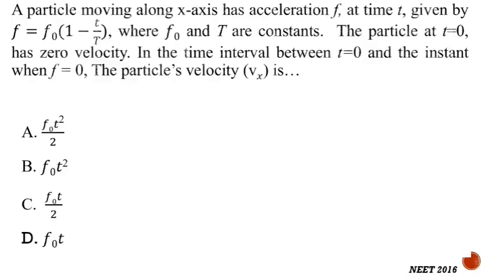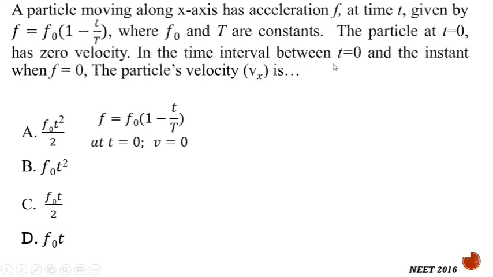Next problem. A particle moving along x-axis has acceleration f at time t, given by f equal to f0 into bracket 1 minus t by T, where f0 and T are constants. So the acceleration equation is given. The particle at t equal to 0 has 0 velocity. So one condition is also given: at time t equal to 0, velocity is 0.